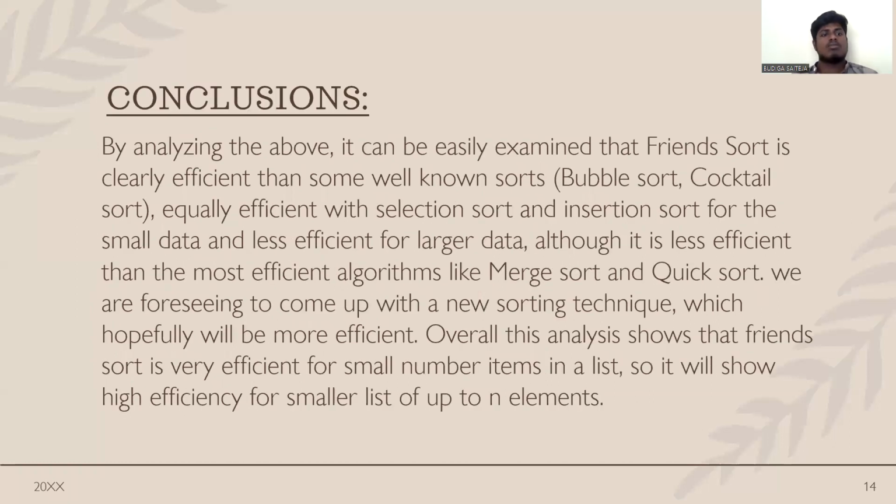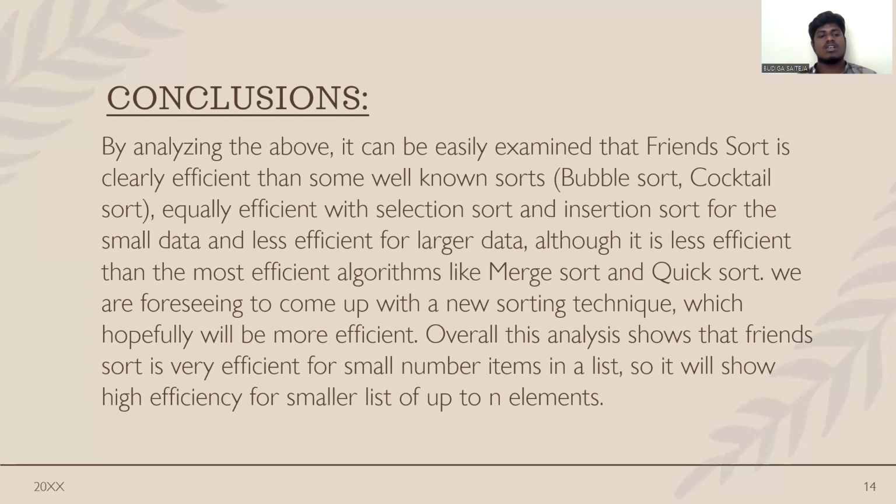Conclusion. By analyzing the above, it can easily be seen that friend sort is clearly more efficient than some well-known sorts like bubble sort, cocktail sort, etc. It is equally efficient with selection sort and insertion sort for small data and less efficient for large data. Although it is less efficient than the most efficient algorithms like merge sort and quick sort, we are foreseeing a new sorting technique which hopefully will be more efficient.